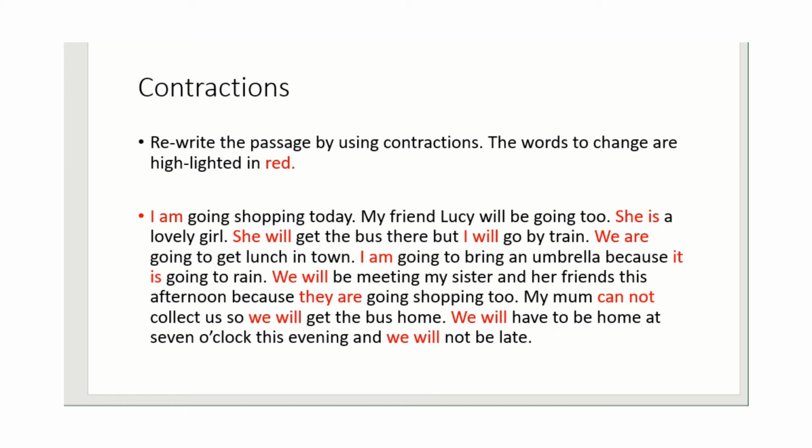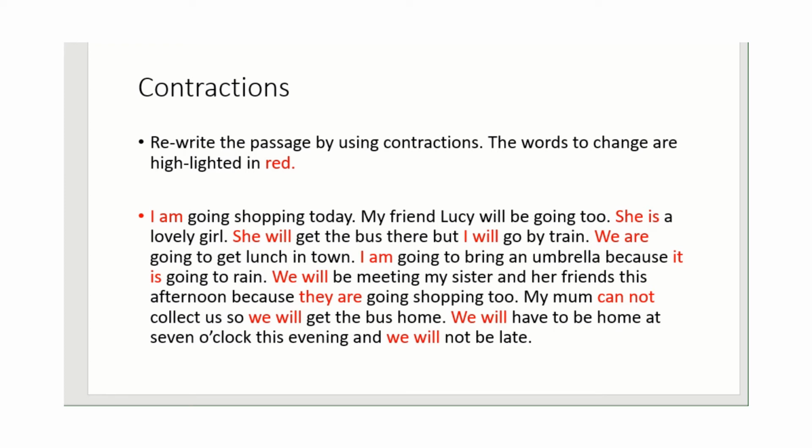Now then, I would like you to have a go at rewriting the passage by using contractions. The words to change are highlighted in red. So let's have a look at the first couple of sentences. So I am going shopping today would be I'm going shopping today. So I'd take off the a, use my capital I and just put an apostrophe, wouldn't I? The second sentence, there isn't one, it just says, my friend Lucy will be going too.